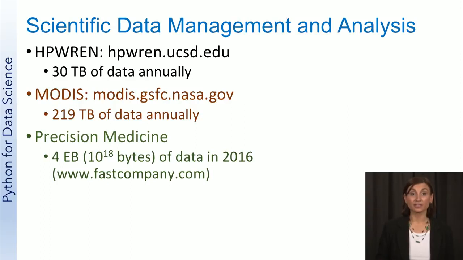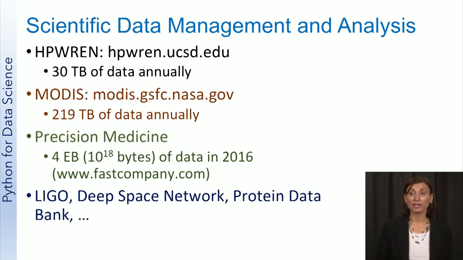Other large volume data sources in scientific research come from LIGO, Deep Space Network, and Protein Data Bank. LIGO, the Laser Interferometer Gravitational Wave Observatory, is the data source that led to the gravitational wave discovery in 2016. The experiment provides large-scale physics and observatory to detect cosmic gravitational waves.